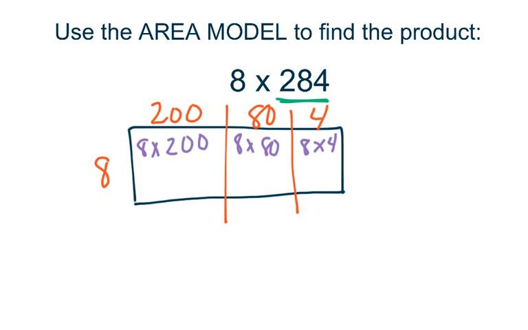8 times 200 would give me 1,600. I have 2 zeros here that I can cross out and bring down. I can cross that 0 out. 8 times 8 is 64. And 8 times 3 is 32.